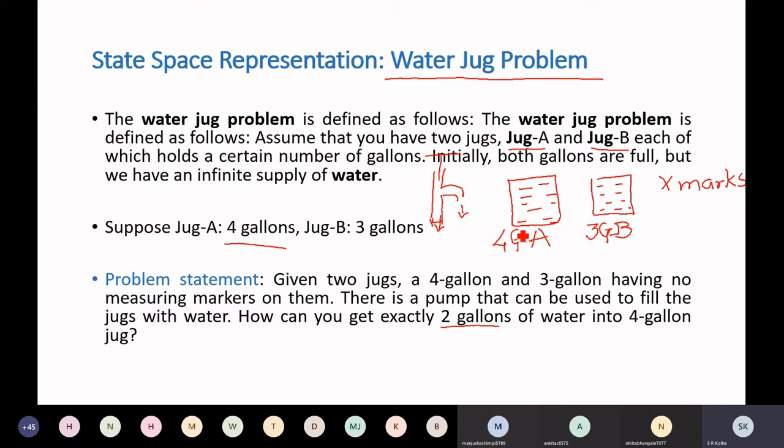Now your job is to get exactly 2 gallons of water in the 4 gallon jug. There are no measuring marks, but exactly what we want is 2 gallons of water in this 4 gallon jug. So how to do that? The problem is not very difficult. You might have solved this problem in your childhood.